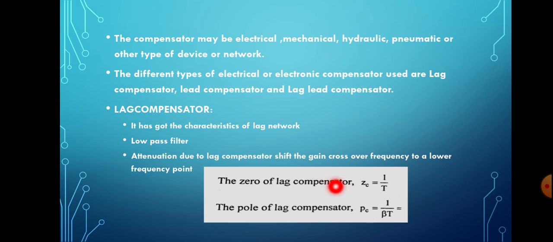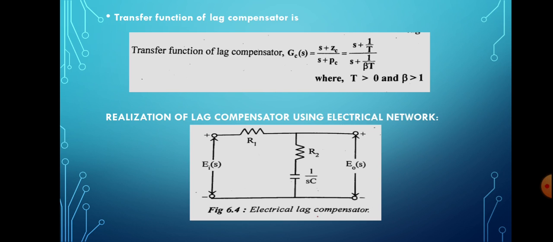The zero of the lag compensator is given by Zc equal to 1 by T, and the pole of the lag compensator is given by Pc equal to 1 by beta T. Here T is greater than 0 and beta is greater than 1. The transfer function of the lag compensator has the form Gc(s) equal to (s plus Zc) divided by (s plus Pc), where Zc is the zero and Pc is the pole. That is equal to (s plus 1 by T) divided by (s plus 1 by beta T), where T greater than 0 and beta greater than 1.